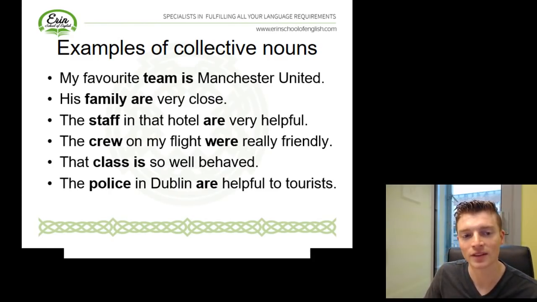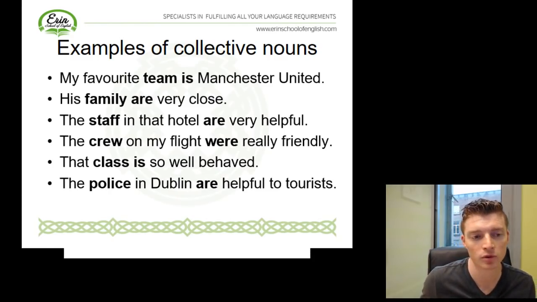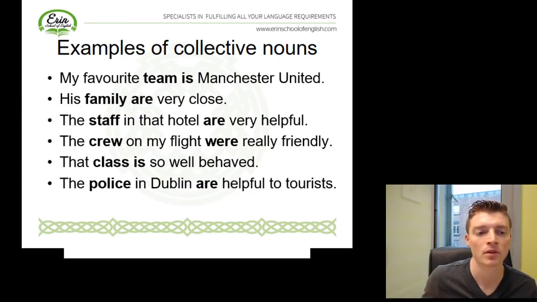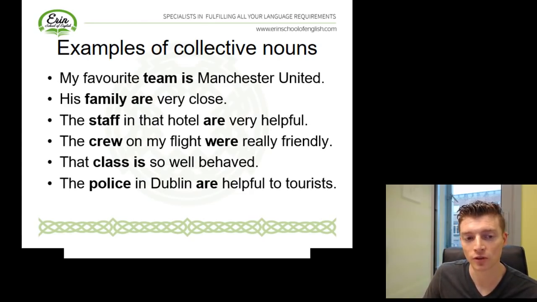The staff in that hotel are very helpful. Okay, this time I've used a plural verb. I could also say the staff in that hotel is very helpful. The crew on my flight were really friendly. That class is so well behaved. Just be careful here. The police in Dublin are helpful to tourists. I must use a plural verb with police because it's an exception to the rule.